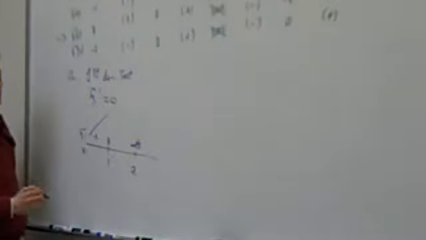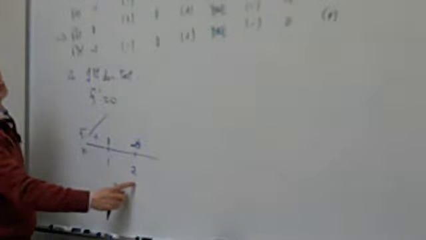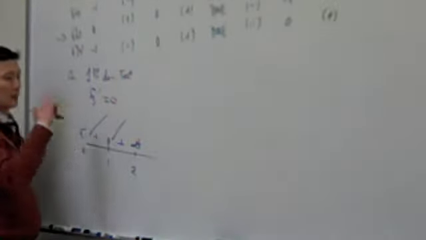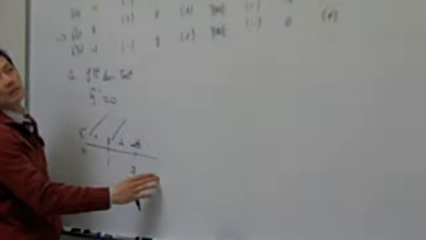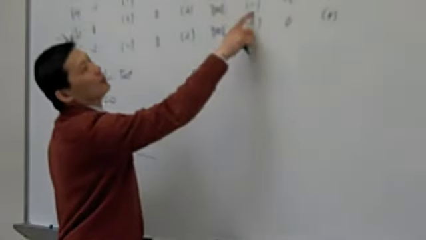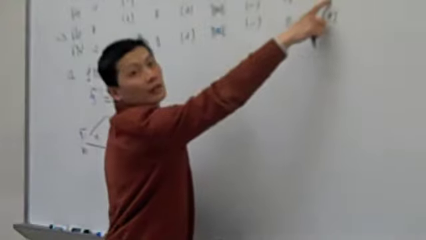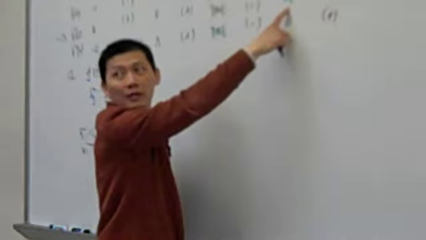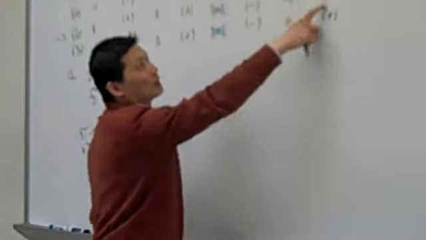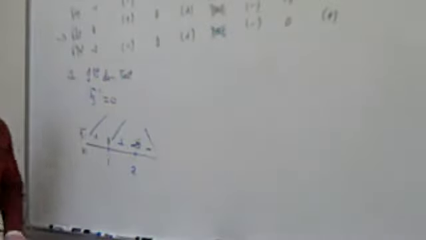Positive. Between 1 and 2, what do we have? Positive. Still positive. Good. And then from 2 on, we get negative and negative and negative. Right? We have to double check, right? Everything is negative. So that means we're going to have something like that.